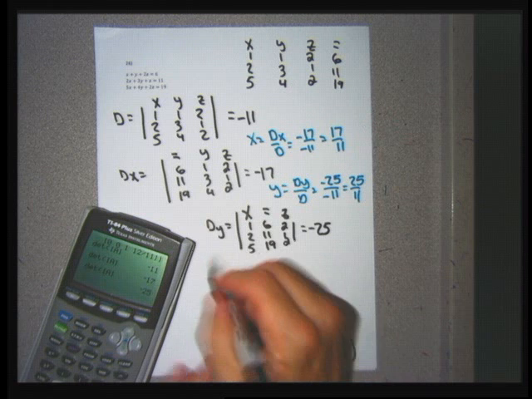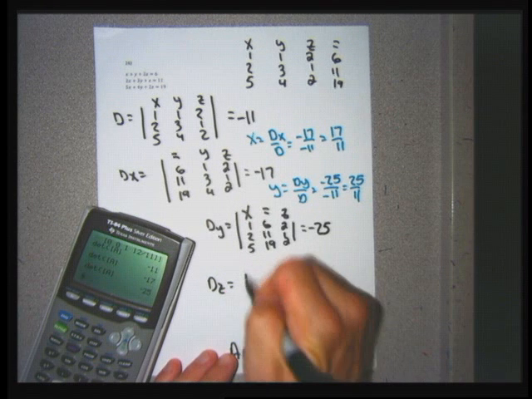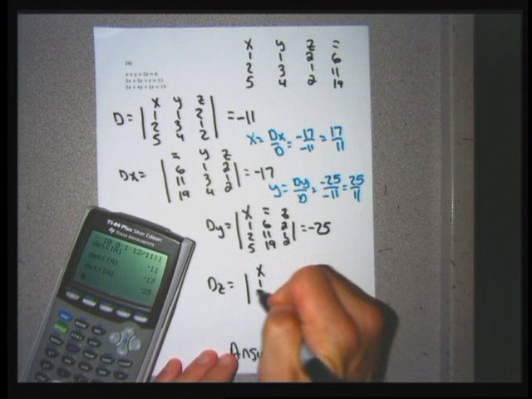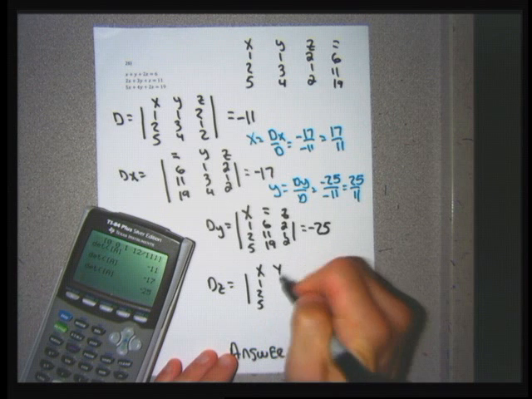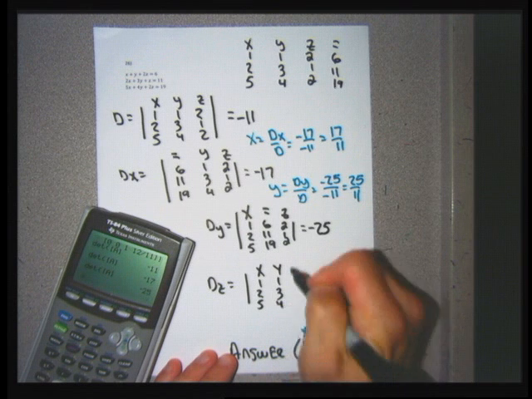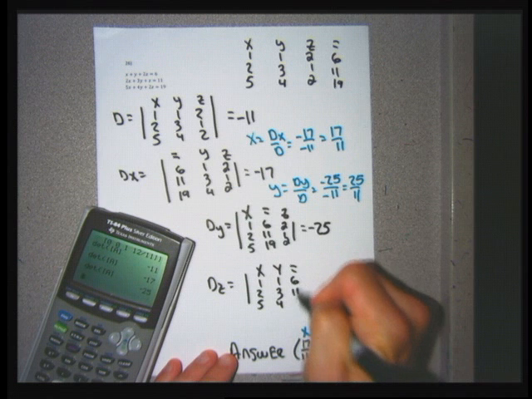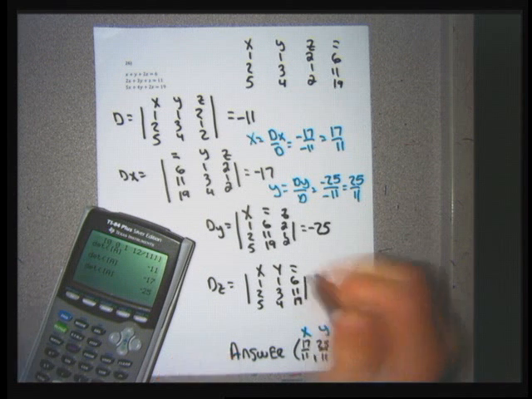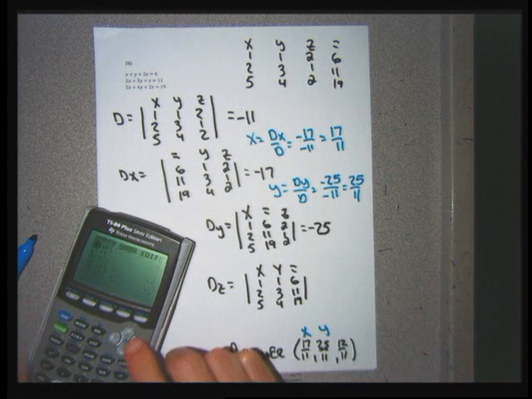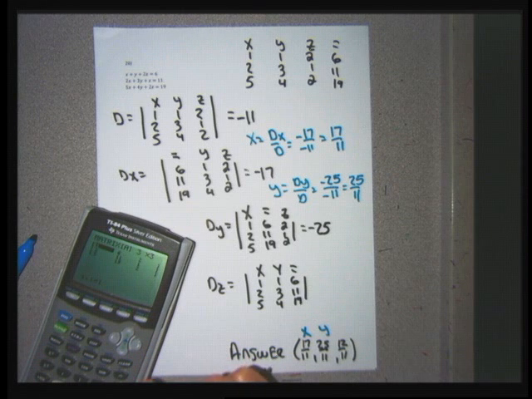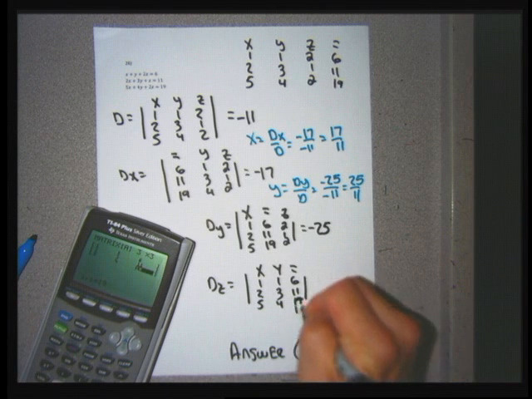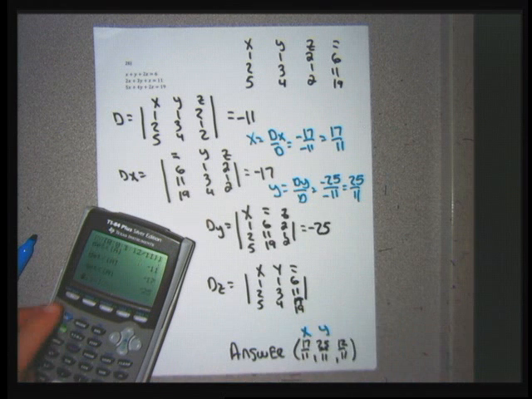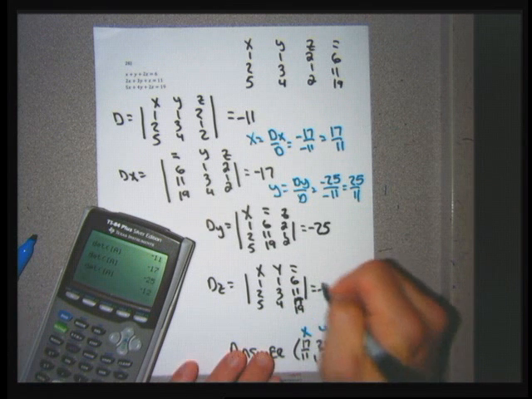And lastly, the D sub z is going to have the x column, 1, 2, 5. The y column, 1, 3, 4. The equals column, 6, 11, and 19. Second matrix, edit, enter, enter. 1, enter, 1, enter, 6, 2, enter, 3, enter, 11, 5, enter, 4, enter, 19, enter. That's 19. Second quit, second enter, enter. This gives me negative 12.